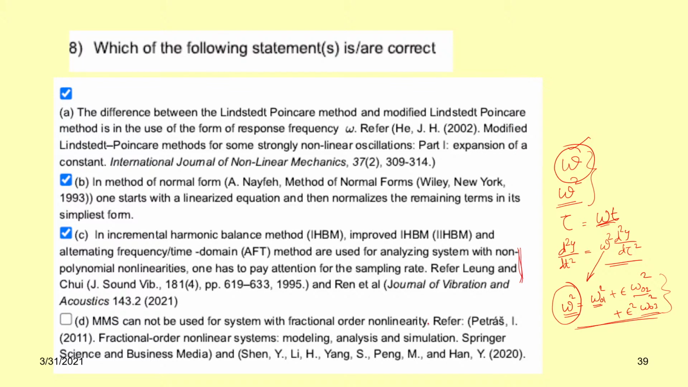Now the fourth option: the method of multiple scales cannot be used for systems with fractional order nonlinearity. This is wrong. You can use this method for a fractional order nonlinear system also. We have given a reference for the fractional order system as well, so you can see clearly that the method of multiple scales can also be used for systems with fractional order nonlinearity. Okay, so next.